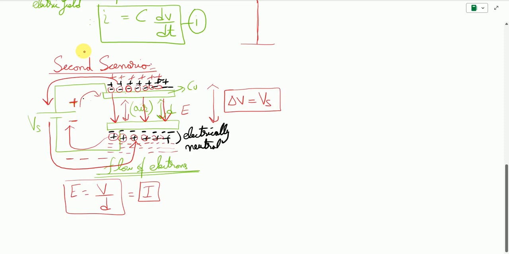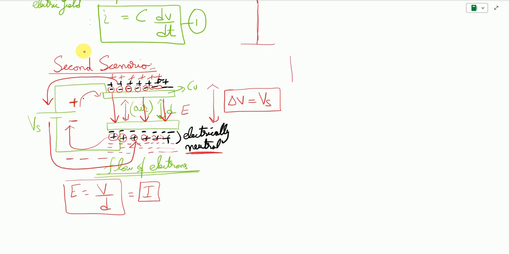So this is the second scenario to understand how the capacitor normally gets charged. And again, if we remove the battery and connect it with any load, it is going to discharge the same excess amount, and it will again reach back to its electrically neutral state. So this is how the second scenario works when working with capacitors.